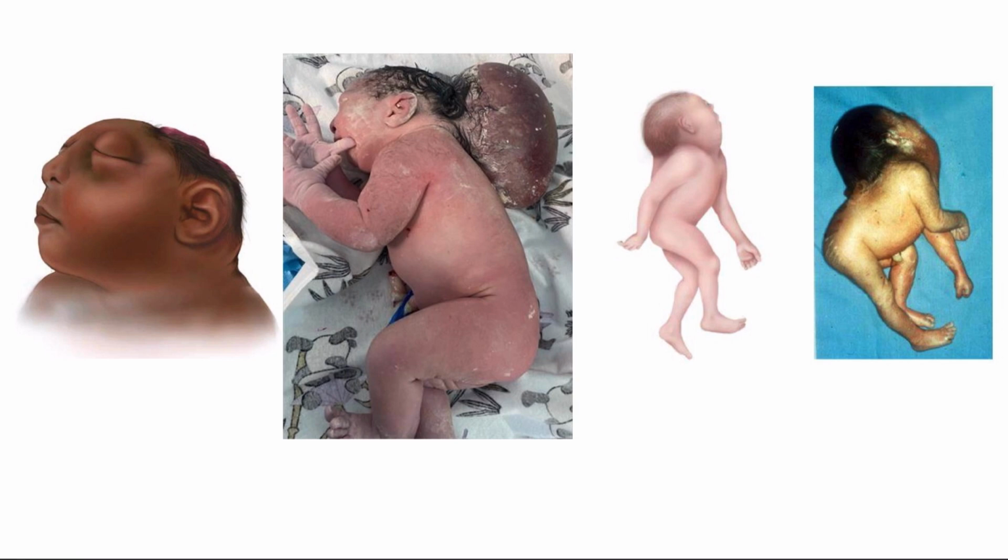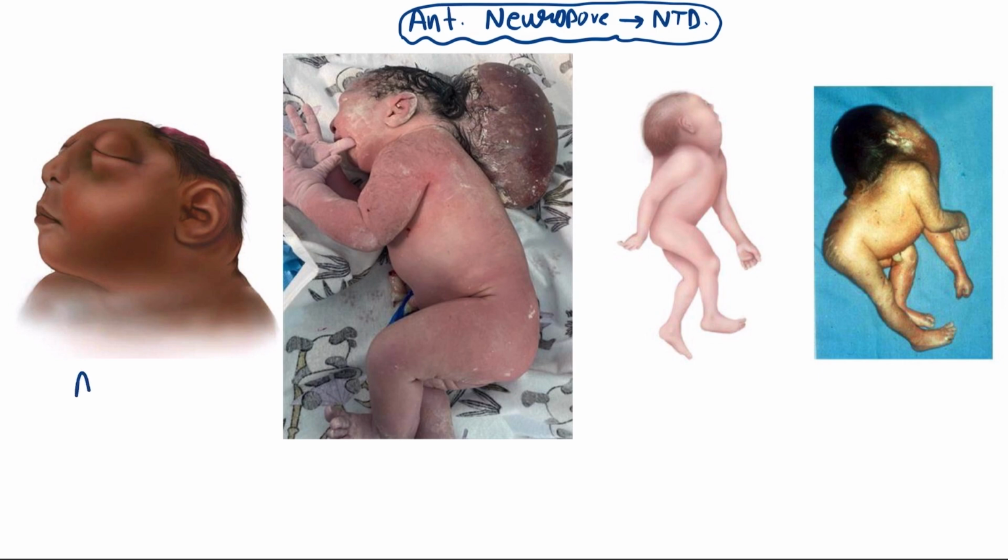Now let's talk about the anterior neuropore. Suppose there are anterior neuropore associated neural tube defects. If the anterior neuropore is not closed, the most significant defect is anencephaly, where the brain substance as well as the skull is not formed.